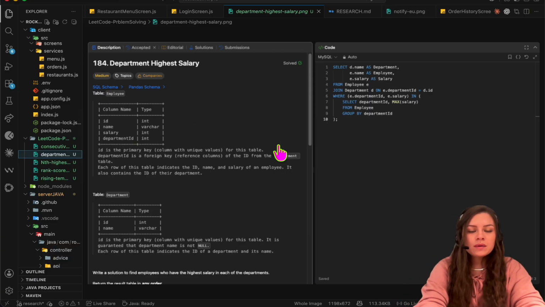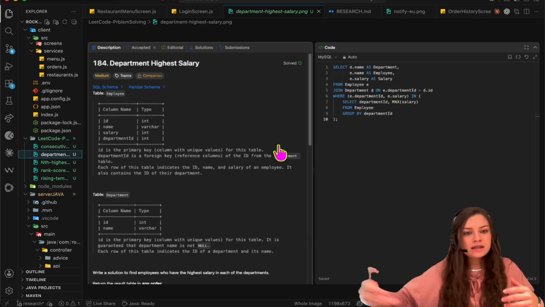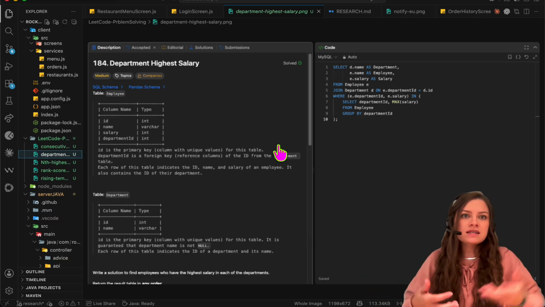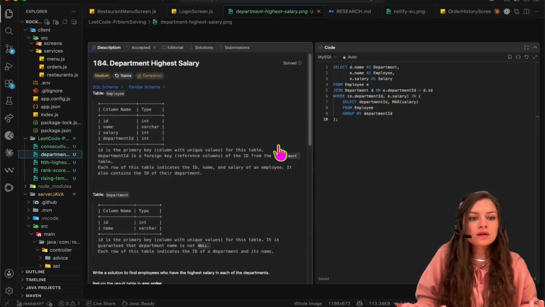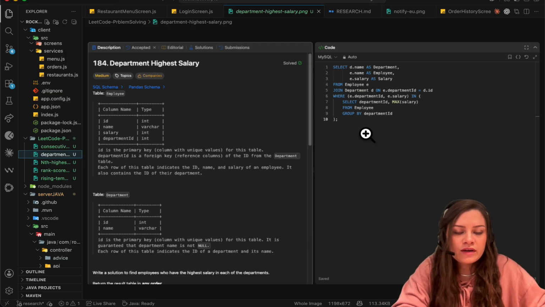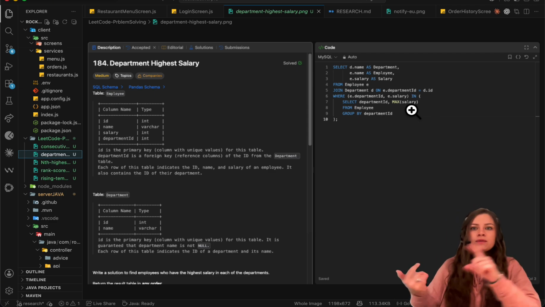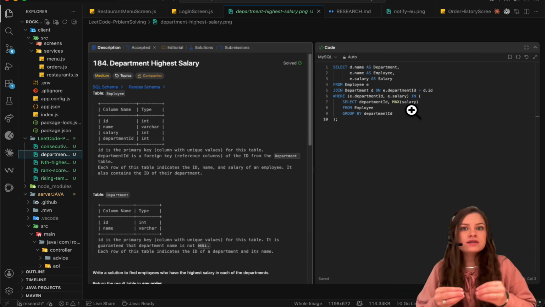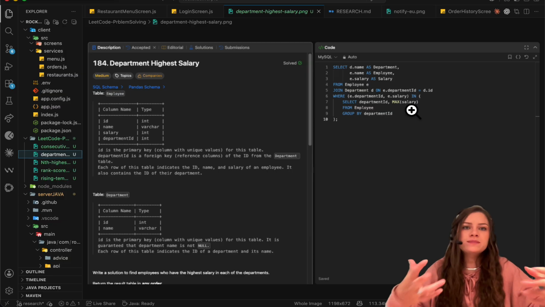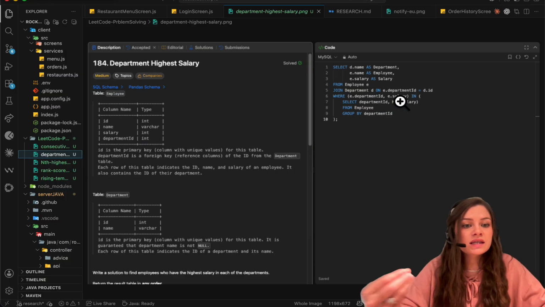In this problem, I need the top earner in each department. So my subquery groups by department and then takes the max salary, which gives me the winning salary. There's two pieces to this. First, the subquery finds the top salary per department, which is this GROUP BY department ID and MAX salary. That gives me a list of department and winning salary pairs. Then the outer query keeps only the employees whose department and salary is in that list.